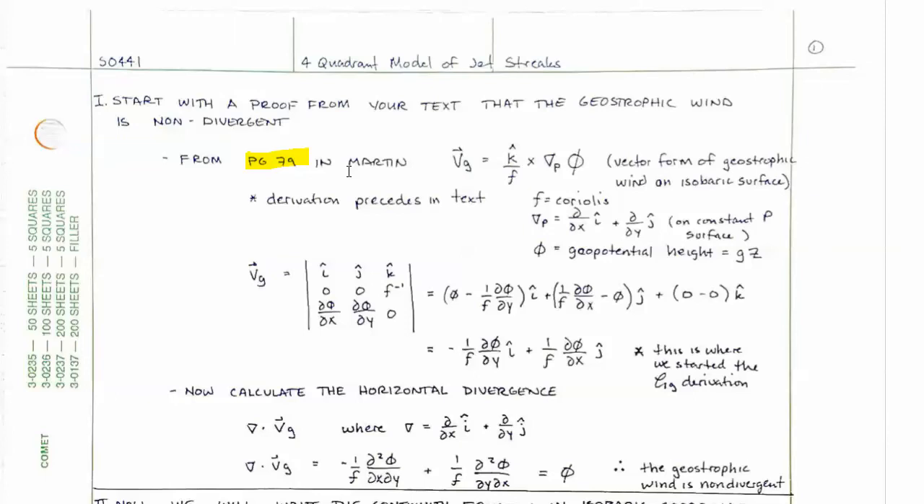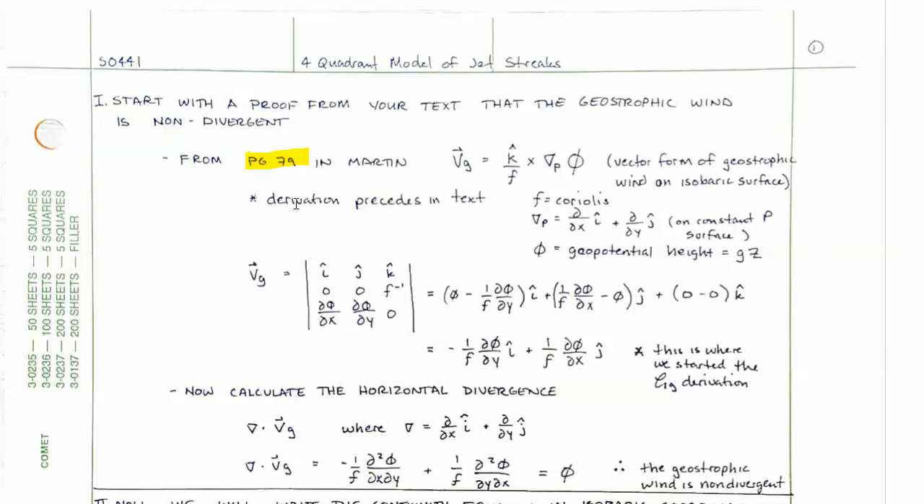So what do we have here? We have an equation for geostrophic wind, and that equation is equal to 1 over f in the k-hat direction cross the gradient of geopotential height. The del sub p here means that we're talking about the gradient on a constant pressure surface, or an isobaric surface. So this is the vector form of the geostrophic wind on an isobaric surface.